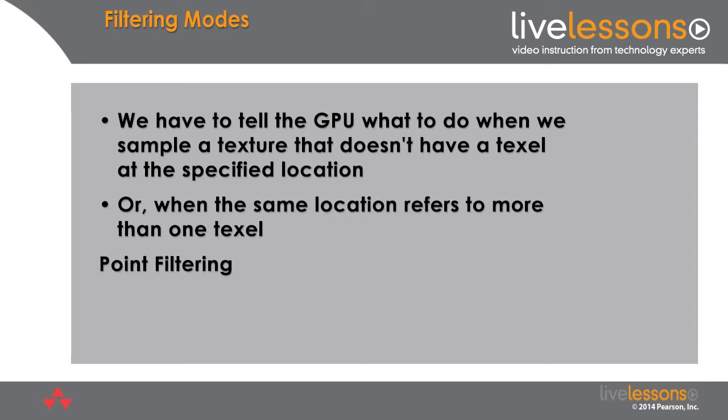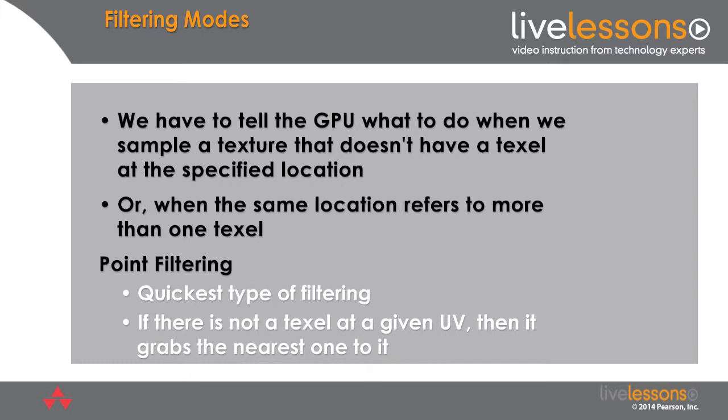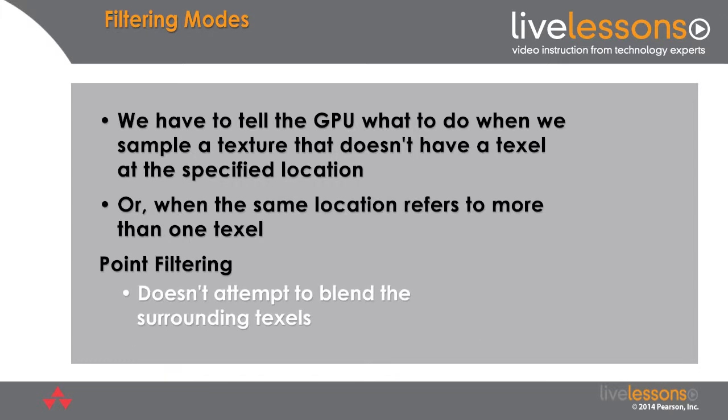So filtering has a variety of techniques. The first one is point filtering, also known as nearest neighbor filtering. This is the cheapest, the quickest, least expensive, but it also produces the worst results. The point filtering says, if I don't have a texel at the given UV, then give me the nearest one to it. So it doesn't attempt to actually blend any of the surrounding texels at all. It just says, give me the nearest one.